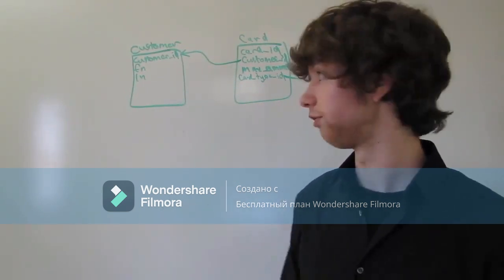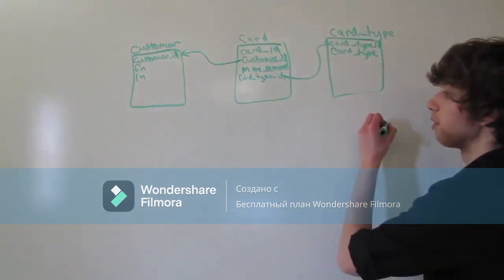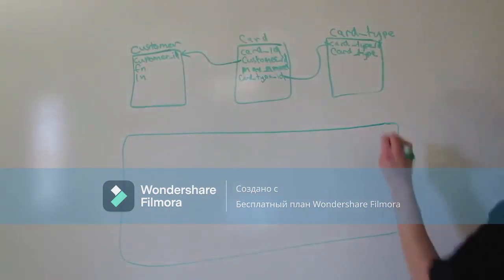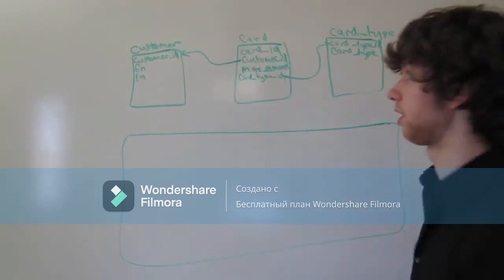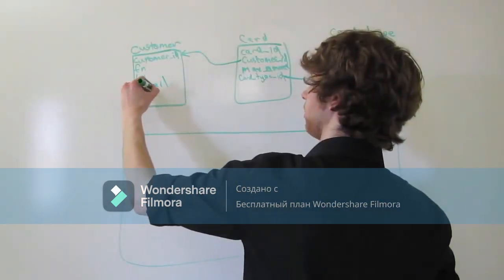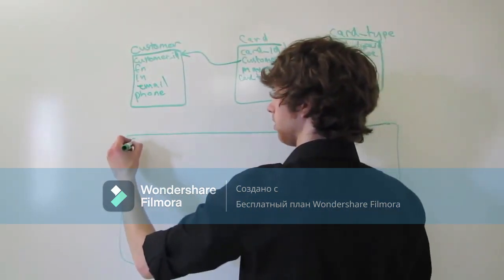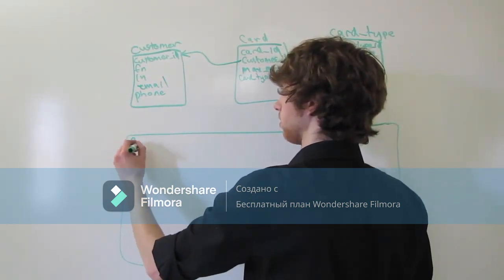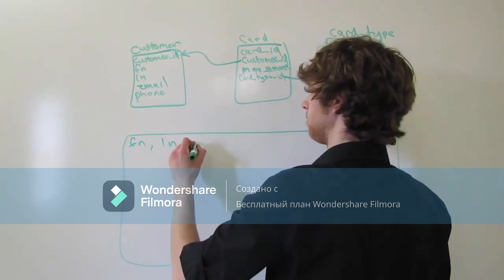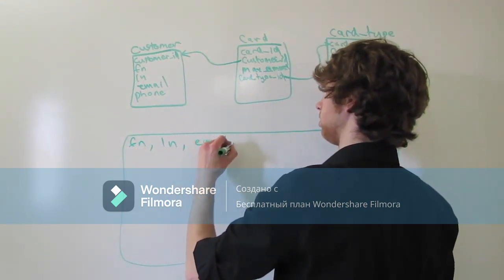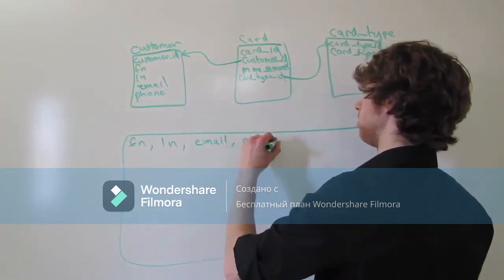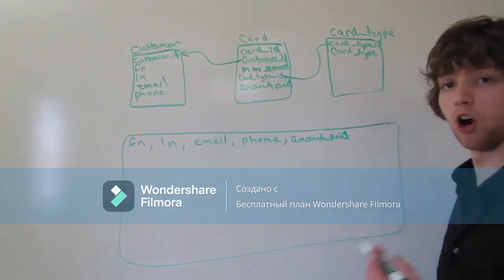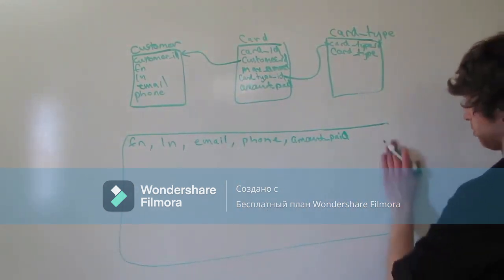But for this, we want it to look like this. This is what we want our generated view or our new table to look like. We want to select stuff about the customer. I'm just going to add some columns in here. We could have the first name, last name, email, phone, amount paid, and then we could also have the card type right here. Need some more room here.